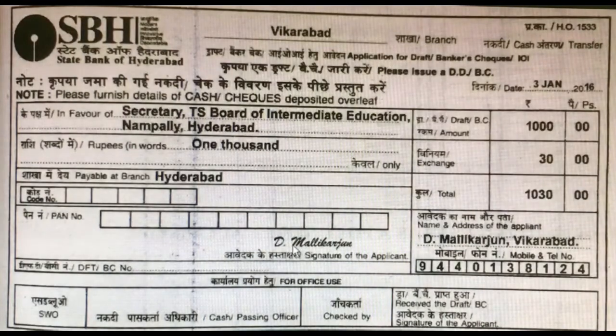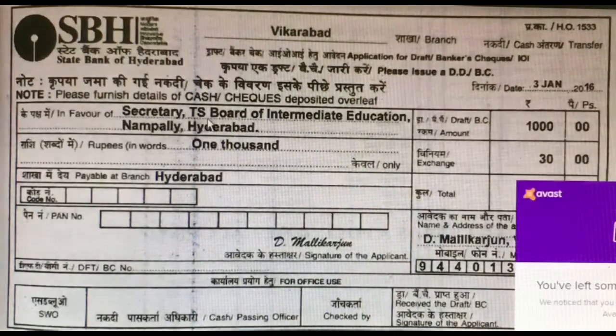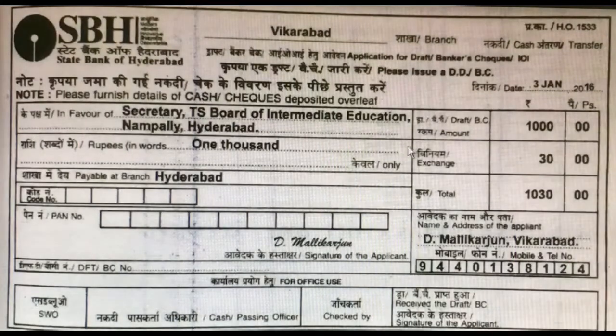In this application, you find two different branches, Vikarabad and Hyderabad. Two different persons. Mallikarjun is the applicant who is taking the DD. Secretary is the person who is receiving the DD. Two different amounts. 1000 is the amount of the DD. 30 rupees is the commission of the bank. Total 1030 rupees.